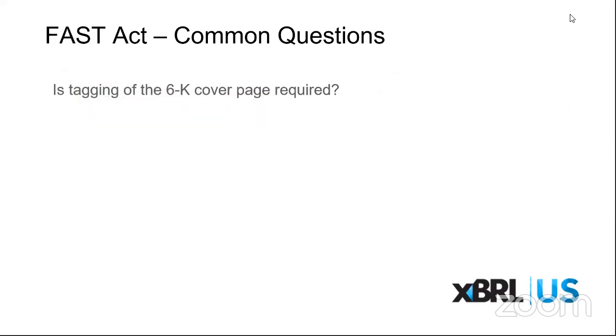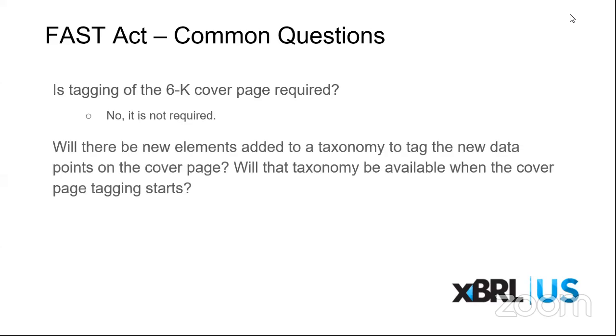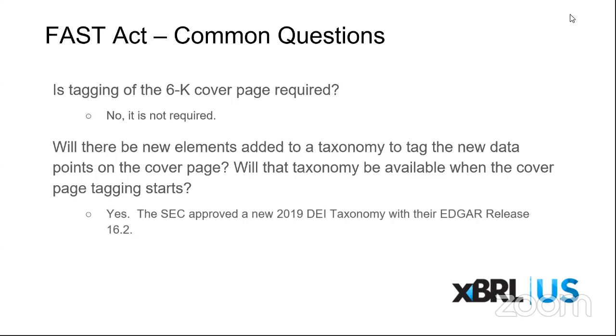So is the tagging of the 6K cover page required? No, at this time it is currently not required. Will there be new elements added to a taxonomy to tag these new data points? And when will that taxonomy be available? So yes, the SEC has approved a new 2019 DEI taxonomy with their EDGAR release 16.2 that just recently came out. And Steve is going to talk more about that in his section to cover the 2019 DEI taxonomy and give you some examples of what's going to be tagged on the cover page.